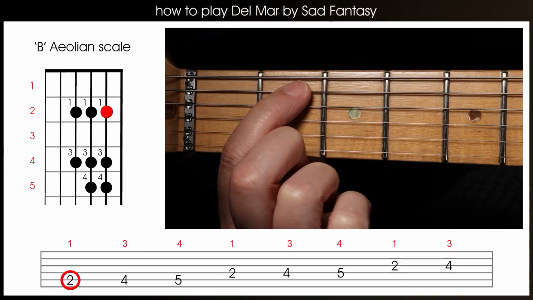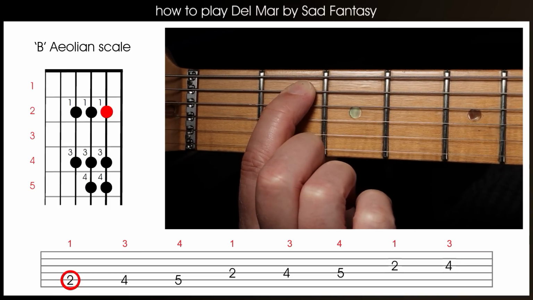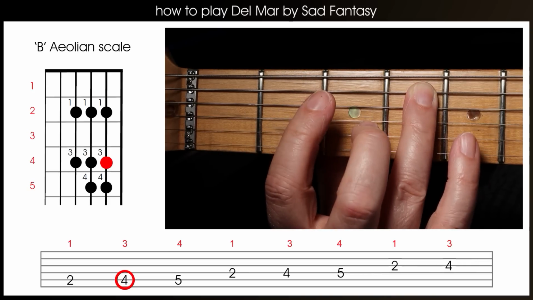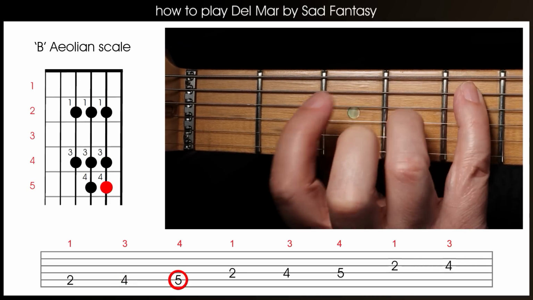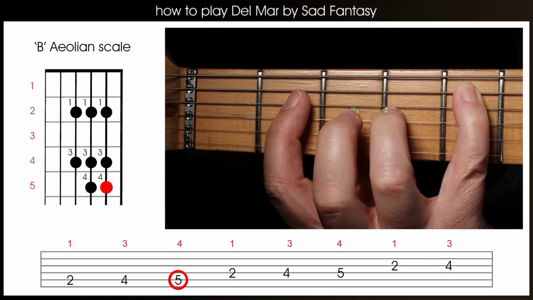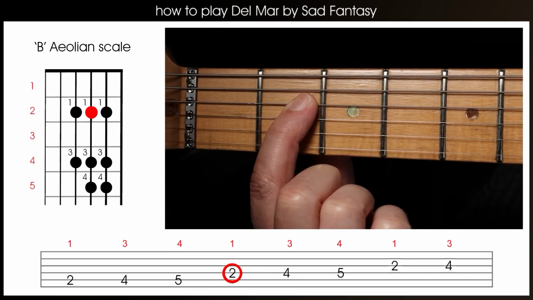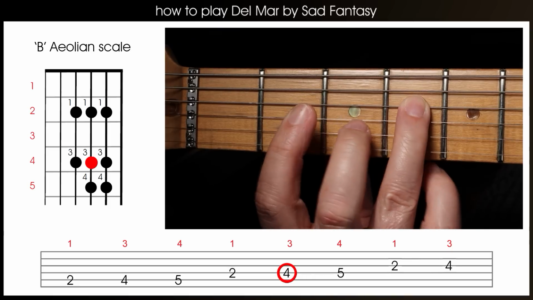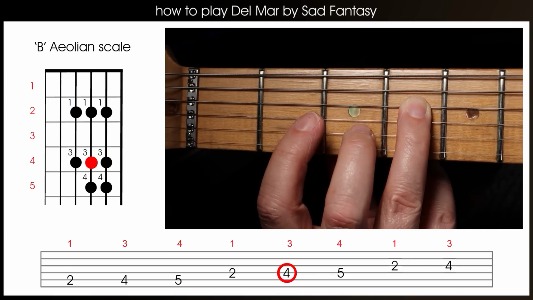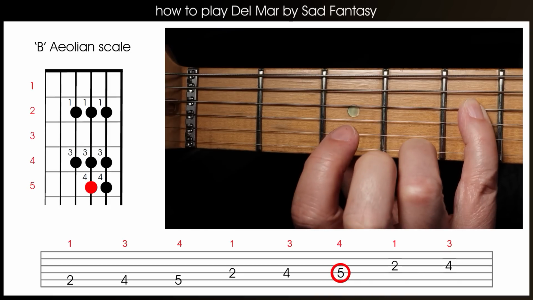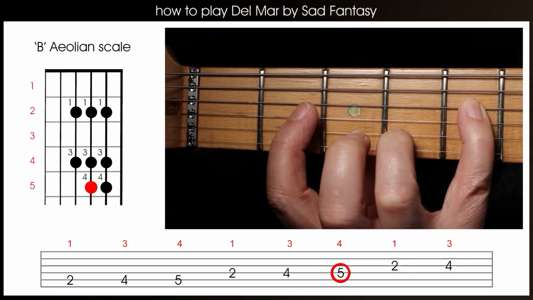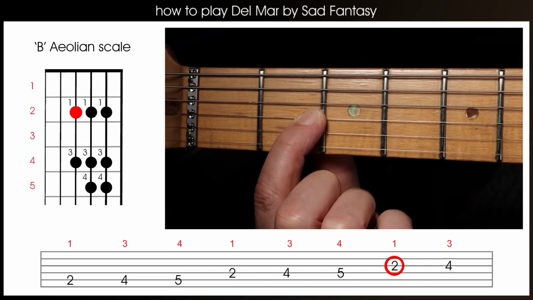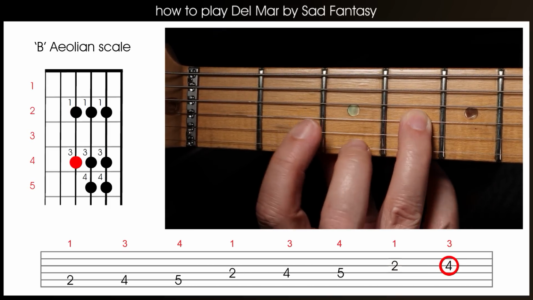Place the first finger on the second fret of the A string. Place the third finger on the fourth fret of the A string. Place the fourth finger on the fifth fret of the A string. Place the first finger on the second fret of the D string. Place the third finger on the fourth fret of the D string. Place the fourth finger on the fifth fret of the D string. Place the first finger on the second fret of the G string, and now press the third finger on the fourth fret of the G string.